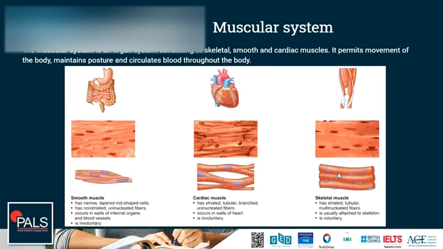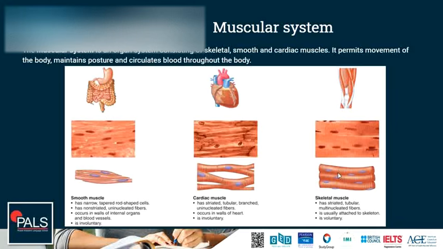Cardiac muscle is a specialized muscle tissue that is found in the heart. Its function is obviously involuntary as well. Our heart pumps all the time without conscious thought, and it has striated, tubular, branched, and uninucleated fibers. Again, each cell has one nucleus.